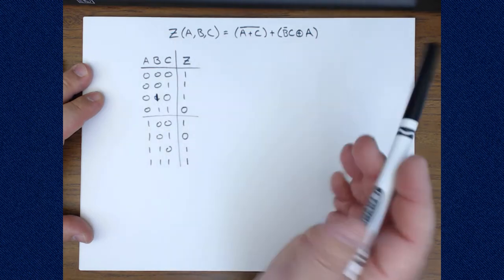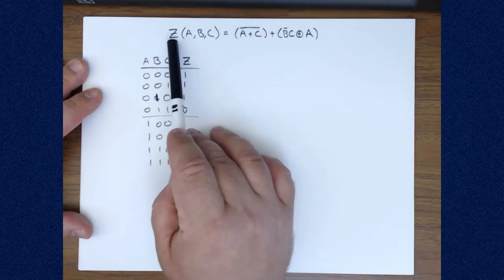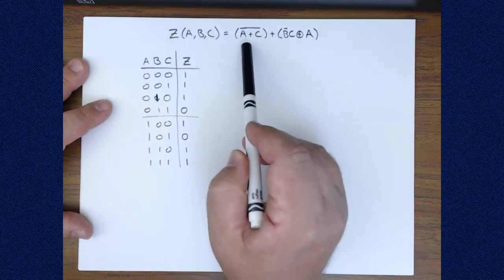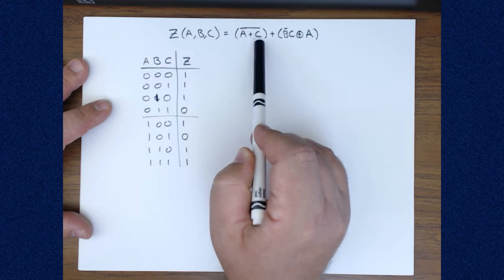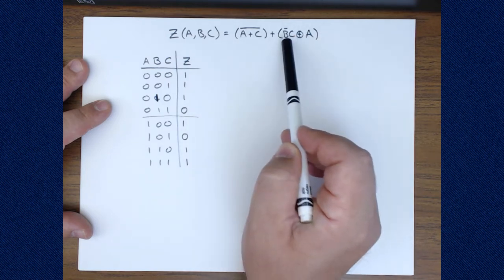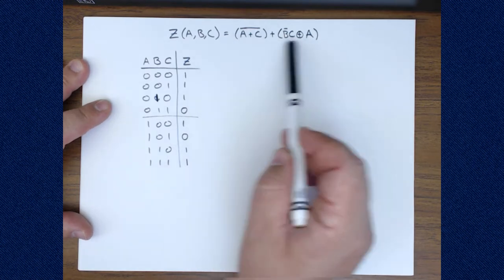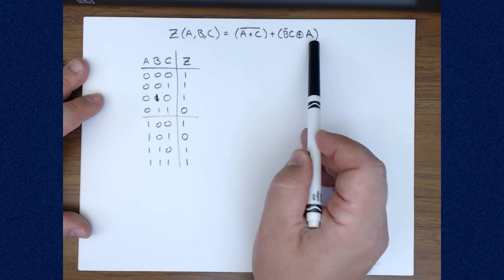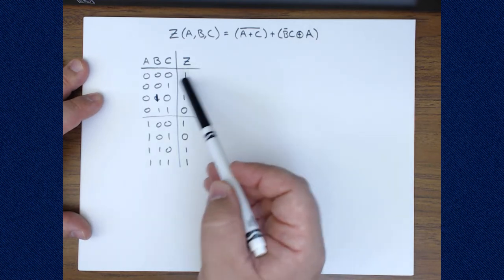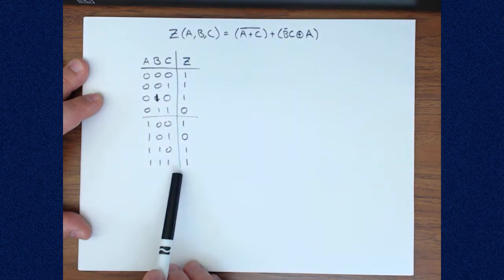We made up this particular function in the past, so we have a function z that has 3 input variables, a, b, and c, and it takes the NOR of a and c and ORs that with the inverse of b ANDed with c, exclusive ORed with a. So this is a relatively complicated looking Boolean algebra expression, and we derived a complete truth table for it, the truth table for which I've only bothered to copy the output column here.